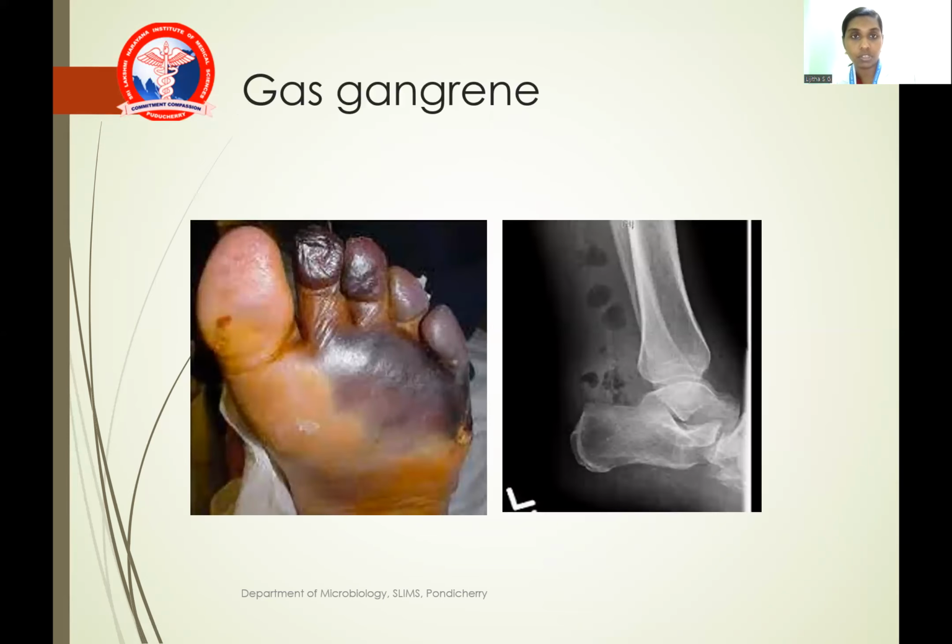So this is the picture of gas gangrene. Here you can see gas present in the muscle layer, and these are the necrotic regions.